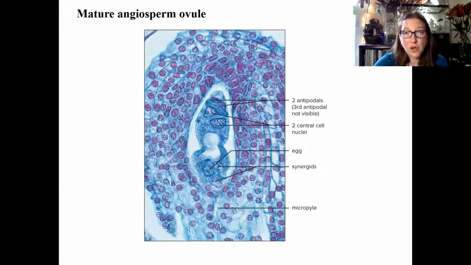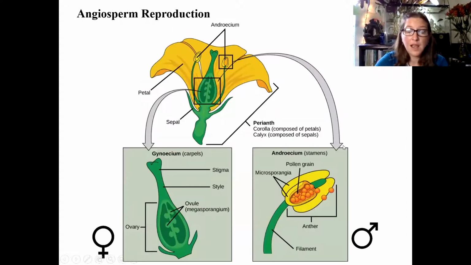Here is a microscope image of a female gametophyte of an angiosperm. The most important thing for us is to point out that she still has an egg cell that needs to be fertilized in order for the ovule to become a seed and for the next generation to grow. So those are the parts of the ovule.